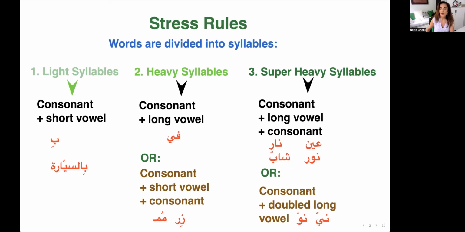Or you can have a consonant followed by a doubled long vowel. For example, nay, which means reed. Naw, like in the verb nawwara. These are considered as well super heavy syllables. Okay, so you need to know these three types of syllables in order to understand the stress rules.